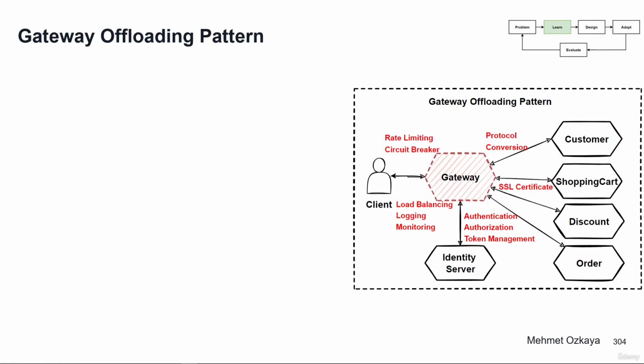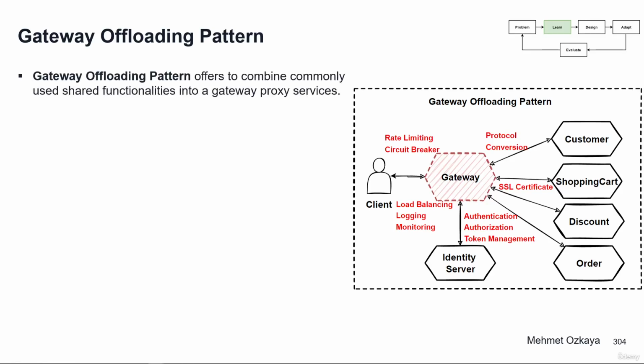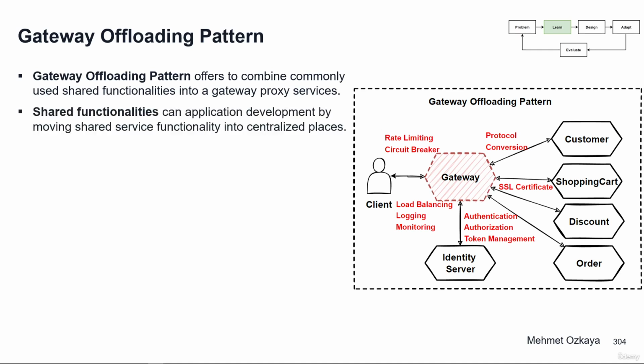In this video, we are going to learn the gateway offloading pattern. The gateway offloading pattern offers to combine commonly used shared functionalities into gateway proxy services. This way, these shared functionalities can simplify application development by moving shared services functionality into centralized places.